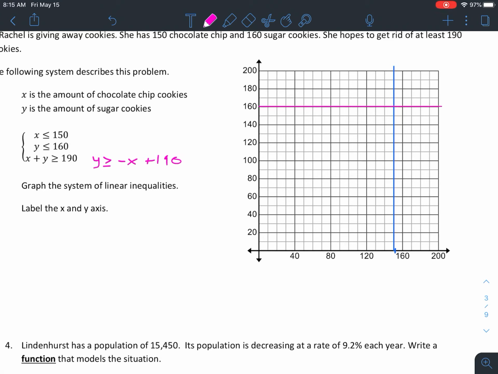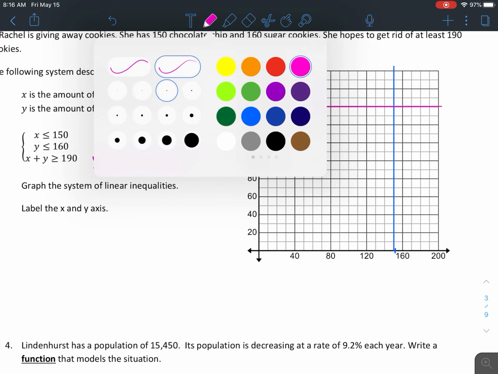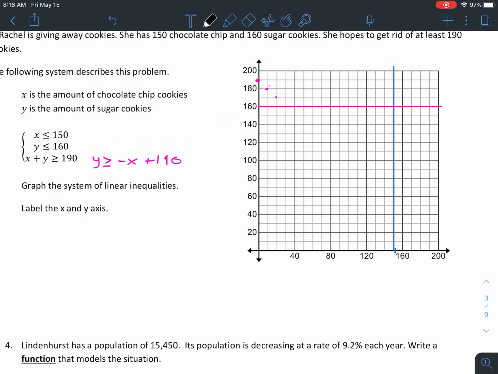So our starting point is 190 right here. And then because X is negative, we're going to go down 1 over 1. So if you make a couple dots to start. Say we make 3 dots. I'm going to change colors to black. Make a couple dots like this. You can then grab and hold from the spot and pull across like this, and it will work.